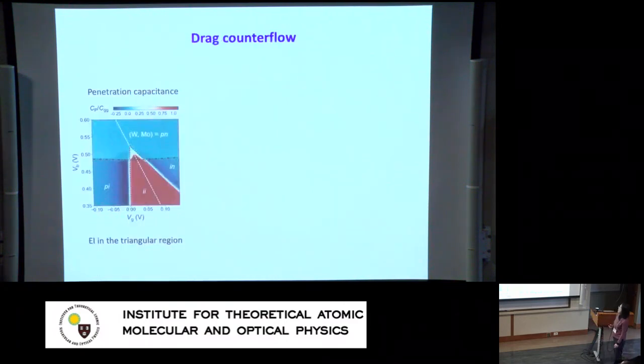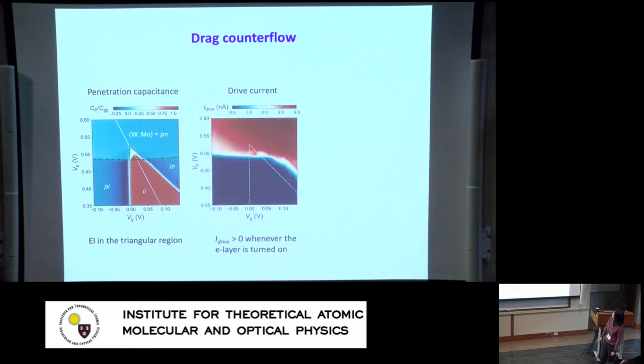Okay. So let's take a look at the data. This is the triangle we already discussed, where we have the excitonic insulator phase. This is the drive current. I apply a constant voltage and measure the current in one of the layers, that's the electron layer. Red means we have current, blue means no current. When the electron layer is doped, which is this region and this region, then you see current lining up. And here is a little bit of an imperfection due to the device. So this is all as expected.